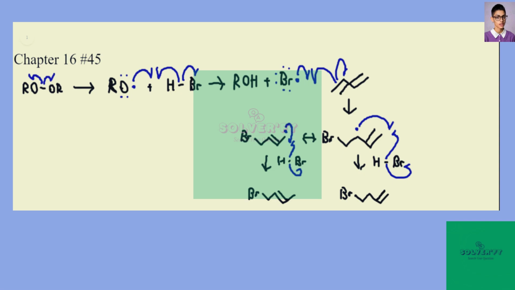I didn't draw this as an initiation step, propagation steps, and then a termination step. We could draw it that way, but really we were just asked to account for the formation of these two products. And again, they form via the mechanism that I've drawn here. And we do get these two products because this is an allylic radical system, and so it can rearrange. And that's the answer to chapter 16, problem number 45.